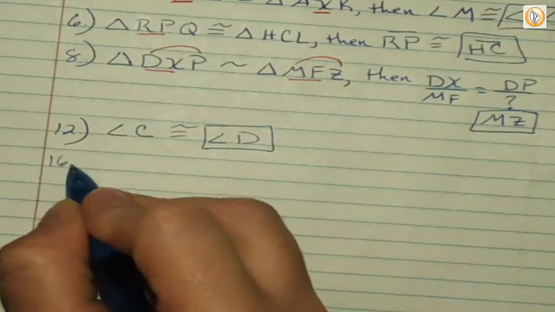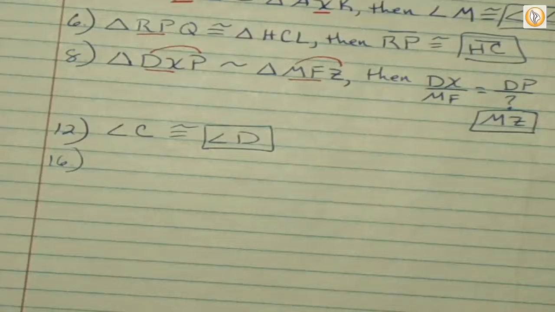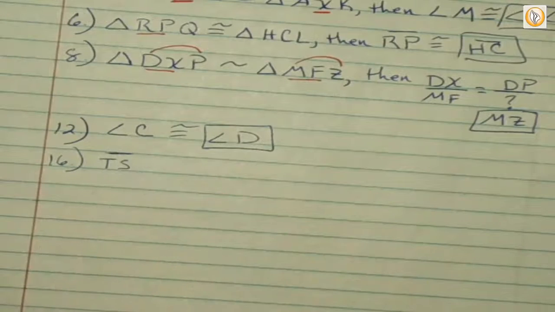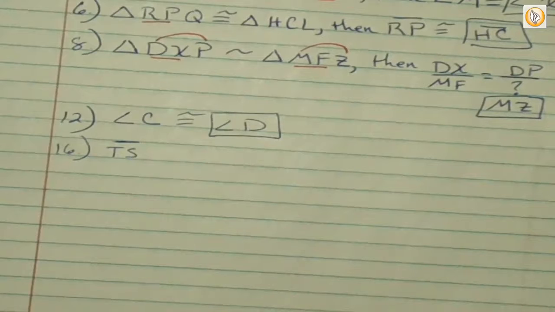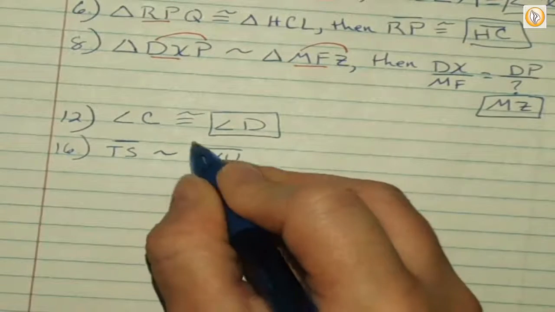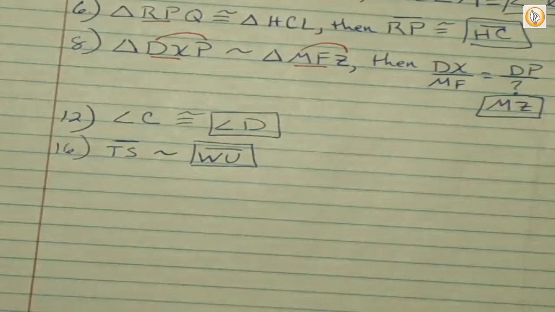Let's look at 16. So now we're looking at the other set of triangles. Side TS. Now that's obviously not congruent. It's similar to what side? Michael? WU. Very good. And you said it correctly. Side WU. Any questions?